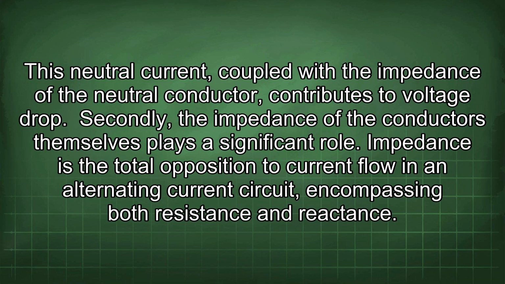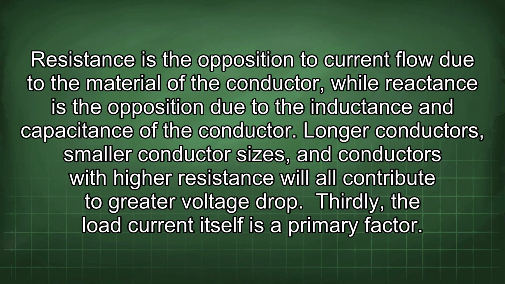Secondly, the impedance of the conductors themselves plays a significant role. Impedance is the total opposition to current flow in an alternating current circuit, encompassing both resistance and reactance. Resistance is the opposition to current flow due to the material of the conductor, while reactance is the opposition due to the inductance and capacitance of the conductor. Longer conductors, smaller conductor sizes, and conductors with higher resistance will all contribute to greater voltage drop.